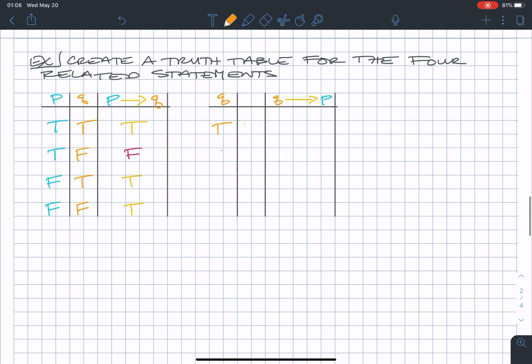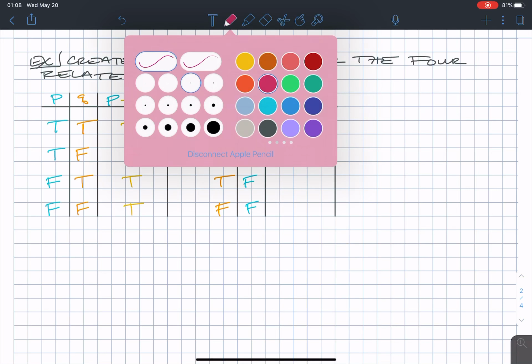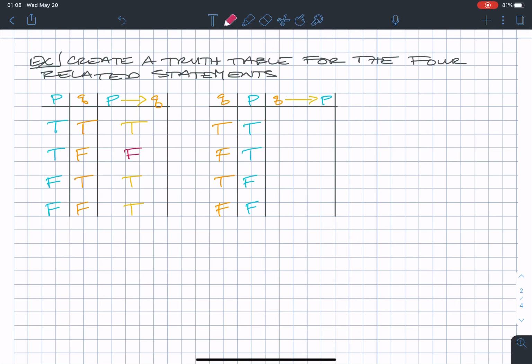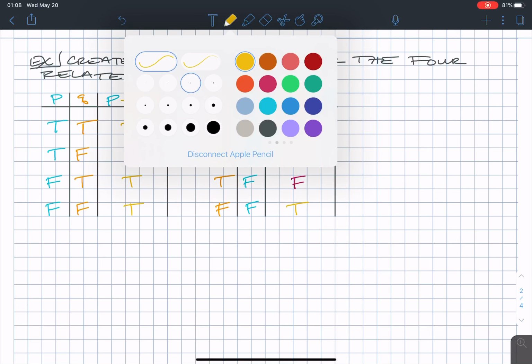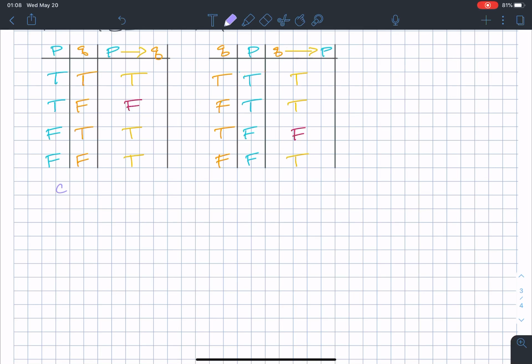Okay, so true, false for Q, but P is going to be true, true, false, false. So it's still the same P and Q. I know for this one, the implication has that true cannot imply false. So this is the only false for the implication. Okay, so what was this again? This was the conditional.